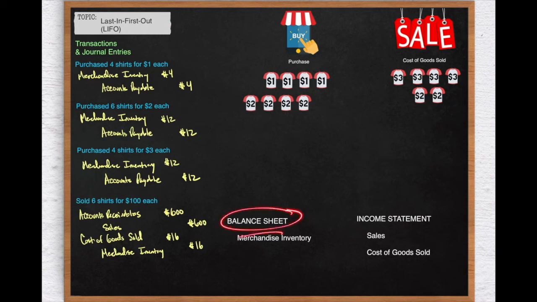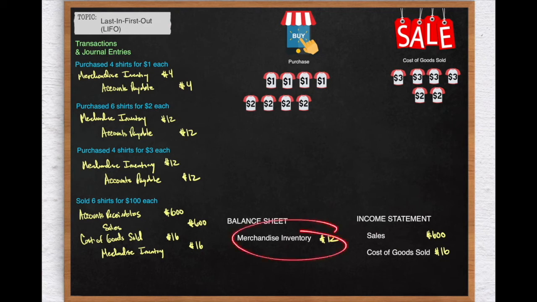Next, we'll go over the balance sheet. The balance sheet will show what inventory we still have left over after all your sales. We only had one sale in this example. So here we're just going to add up all the costs of the shirts that are still there. The cost is $12. On the income statement, we have to record sales. The sales is what you charge the customer, and what you sold, that is $600. And the cost of goods sold is the cost of the shirts, what it cost you to get before selling them, and what left your door when you sold them, and that is $16.